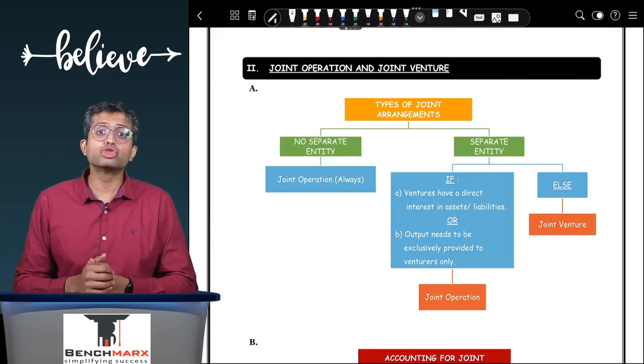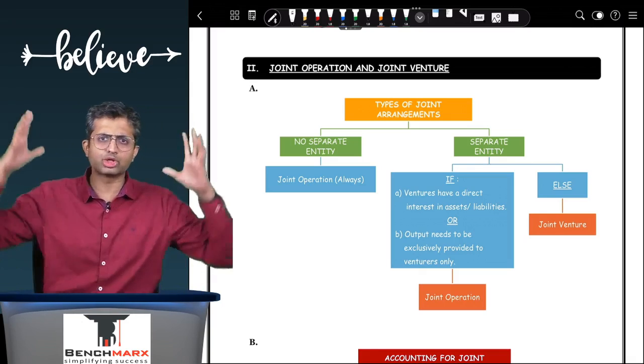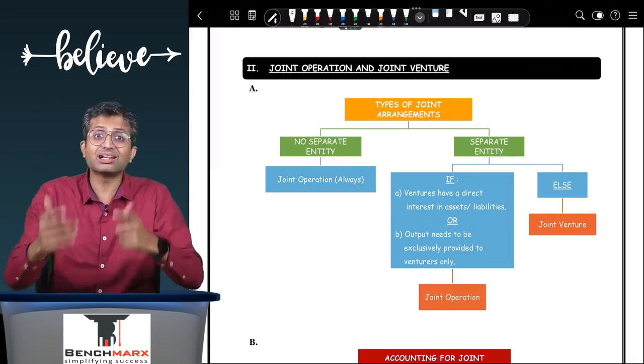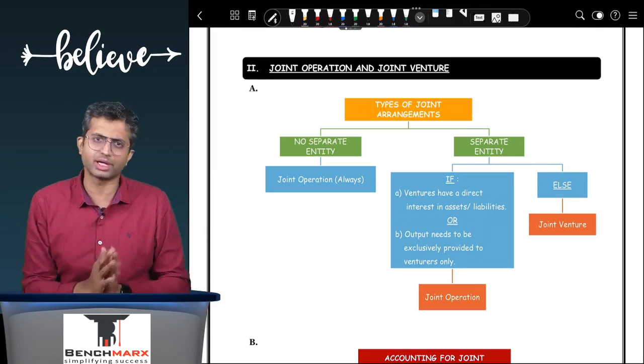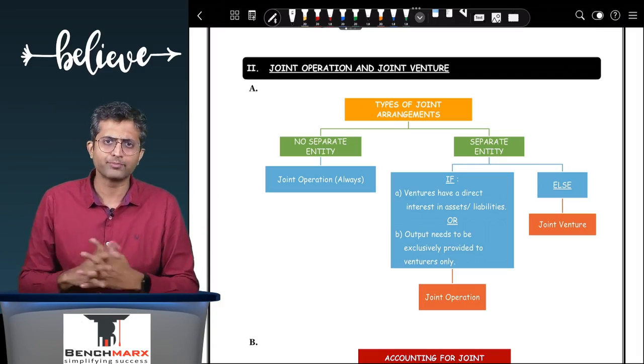Alternatively, there can also be a joint venture, in which case typically there's an entity in the middle. So if these two partners come together, they put in money inside a company and that company buys a house. That is a case of a joint venture where they have investment in a separate entity which legally owns the house, and hence that is a joint venture.